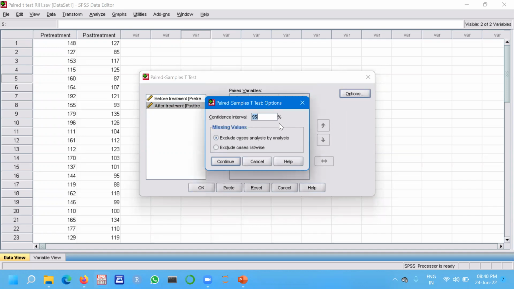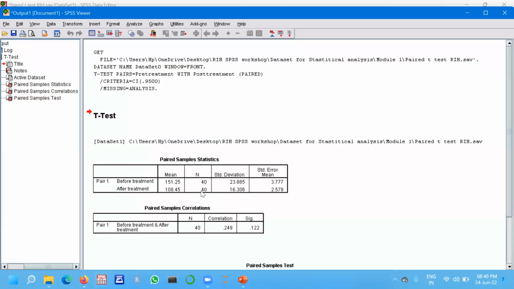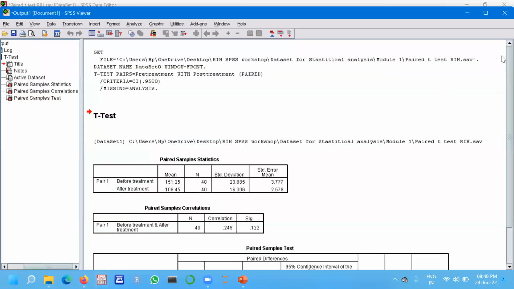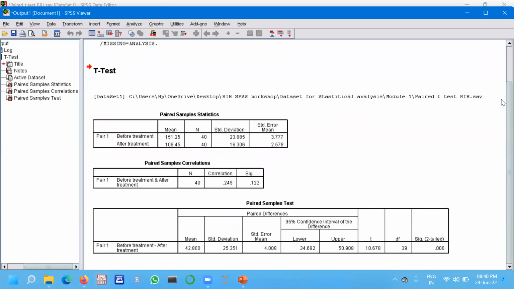Confidence interval 95%. There is no other change. Just give OK. Is it that simple? Is it that simple? You need not memorize any formula or anything, and you need not compare with a table or something. You got the result, isn't it? So the descriptive here: before treatment mean is 151.2, after treatment 108, isn't it? So some difference is there, and standard deviation is also given here.